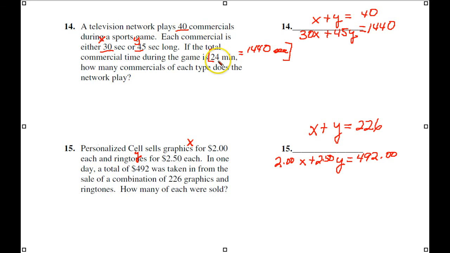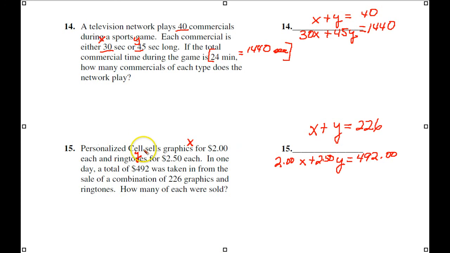Now here they're saying you have, during a game, 24 minutes for commercials. And this is in minutes. So what you have to do is convert 24 minutes to seconds, so they'll be in line with these numbers here. So it's 30 seconds of X, 45 seconds of Y equals this total number of seconds during a game for commercials. Those are the 2 equations. I would suggest substitution, solving for either X or Y.